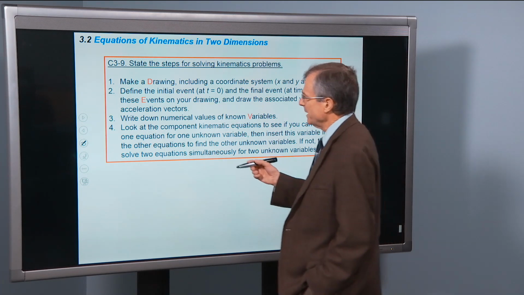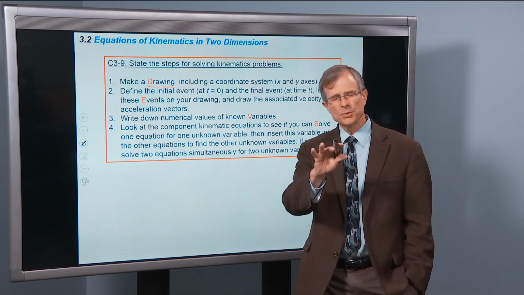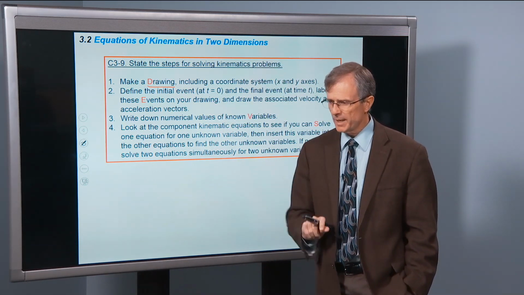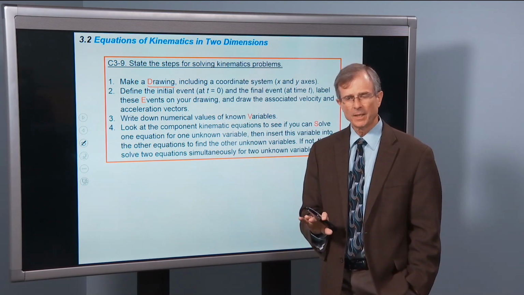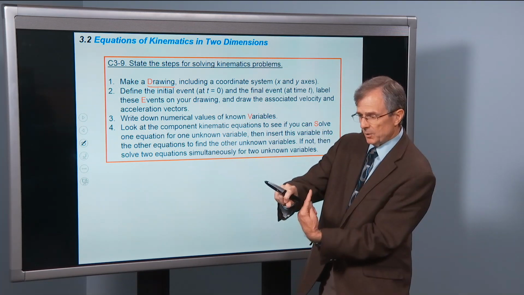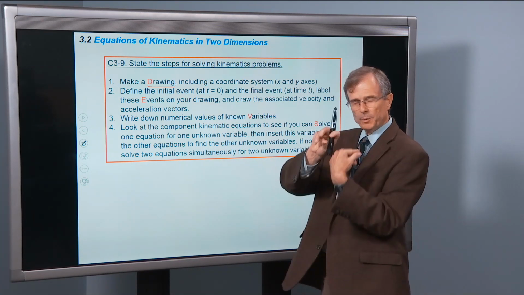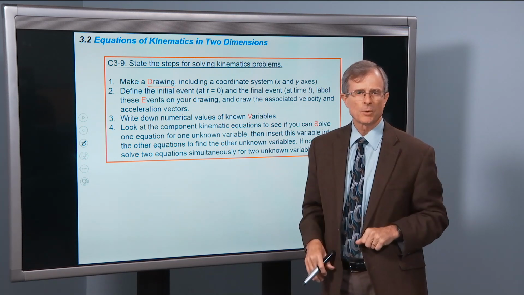So the first step is to make a drawing, including a coordinate system. So you get to choose. It's a free country. You can put x this way and y this way. In some cases, when we have blocks sliding down inclined planes, we'll have x pointing up along the plane and y perpendicular to the plane. You can put x up and y to the side. It's totally a free country. You choose the coordinate system.